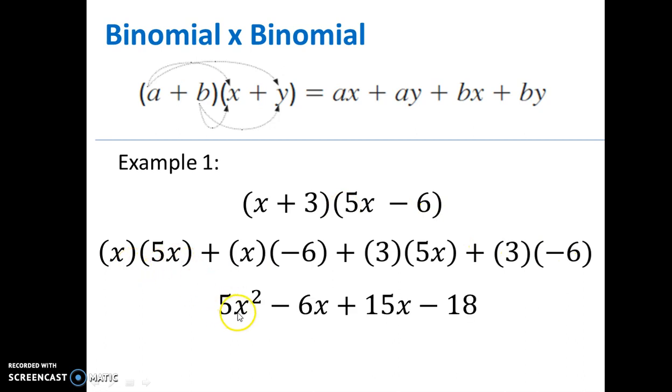x times 5x is 5x squared, x times negative 6 is negative 6x, 3 times 5x is 15x, and 3 times negative 6 is negative 18. These two middle terms are like terms. They can be combined. We have a negative 6x and a positive 15x. Together, they make 9x. So here's our resulting expression.